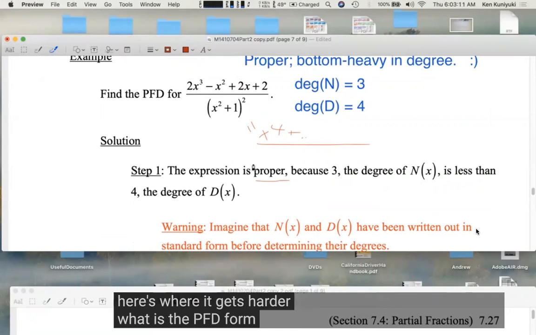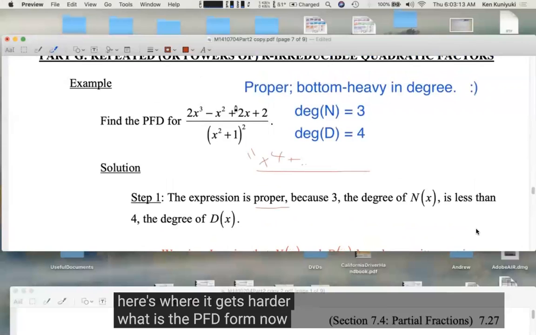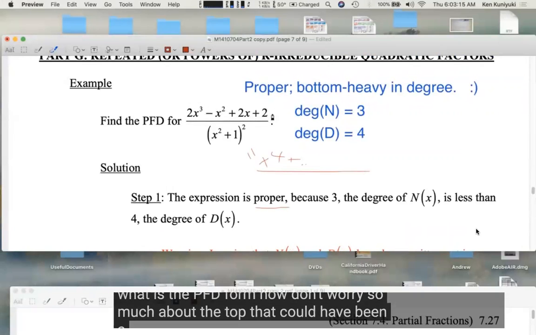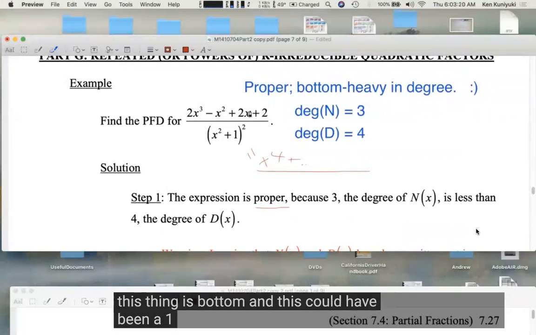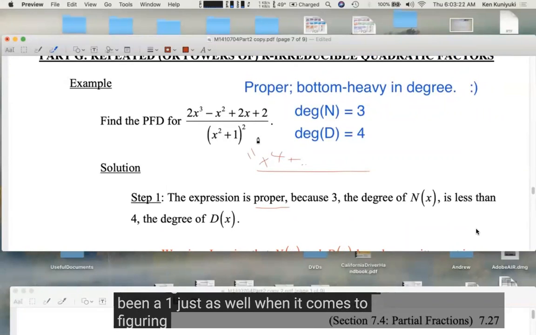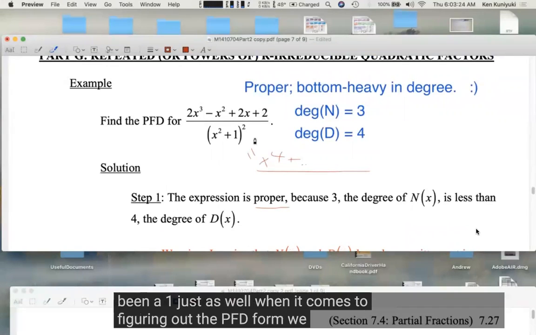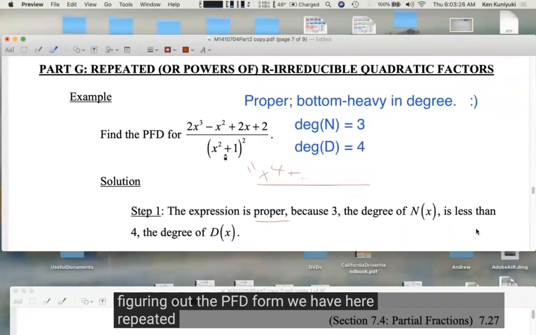What is the PFD form? Now, don't worry so much about the top. That could have been a 1 just as well. This thing is bottom heavy. When it comes to figuring out the PFD form, we have here repeated or powers of a quadratic factor that is prime over the reals. This quadratic has no real zeros, x squared plus 1.